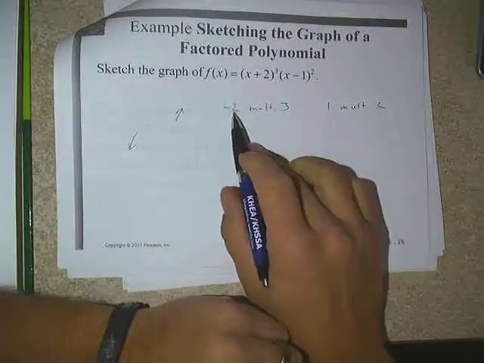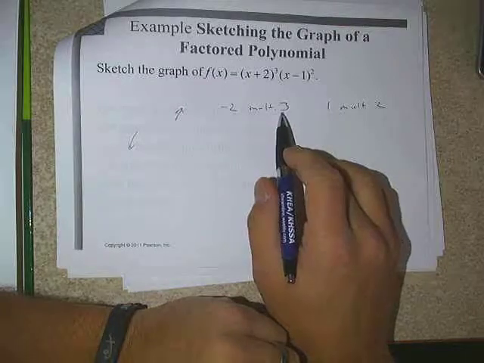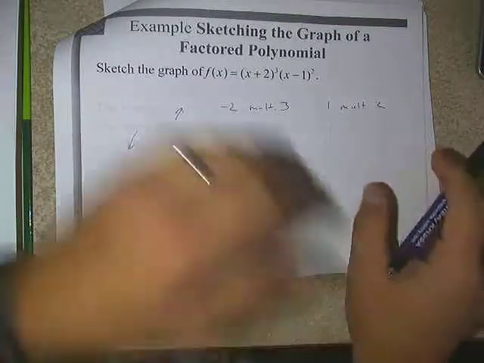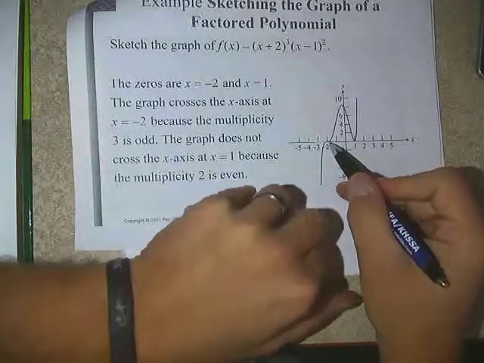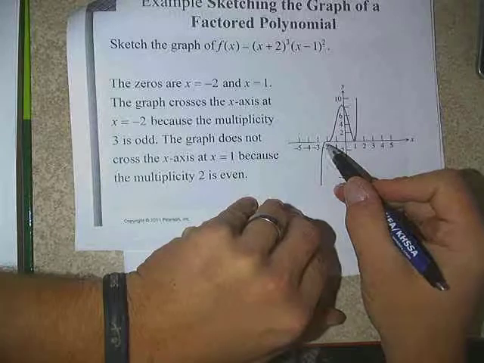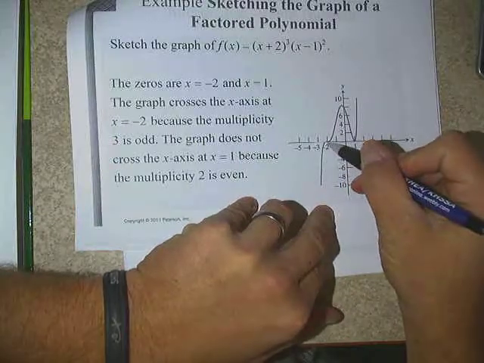Keep that in mind. So that means the end behavior would be, notice that these x's are always going to be positive, so the end behavior would be something like this: down to the left, up to the right. So at negative 2 we have multiplicity 3, at 1 we have multiplicity 2.